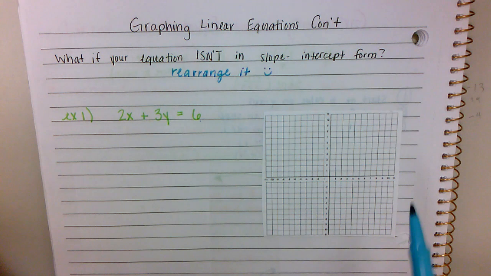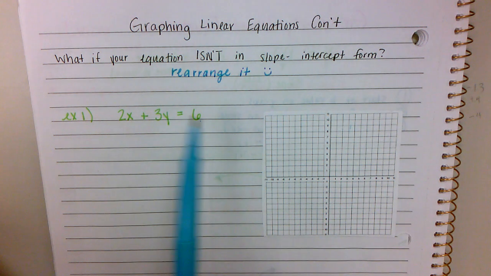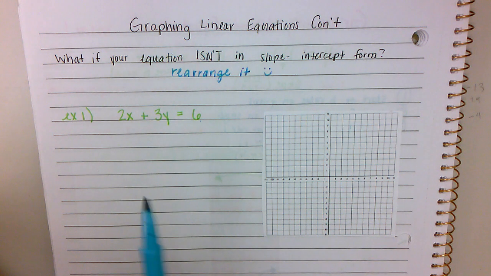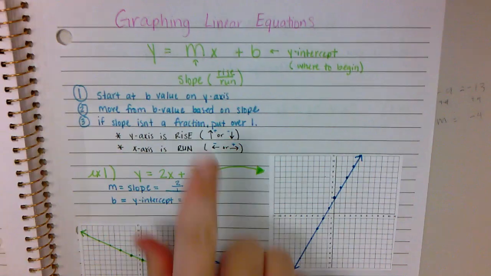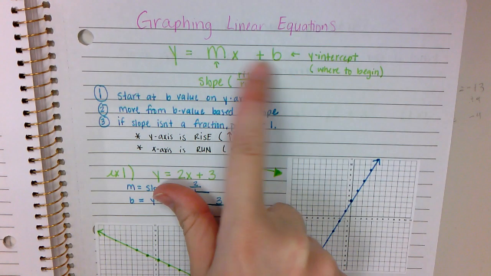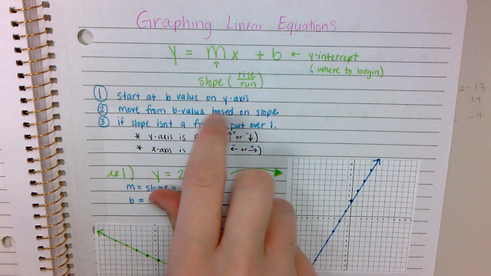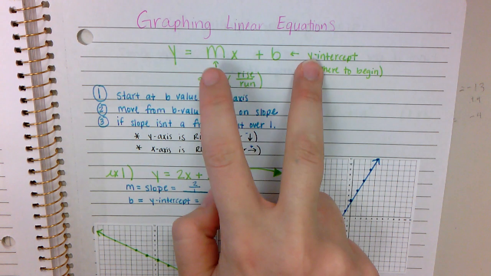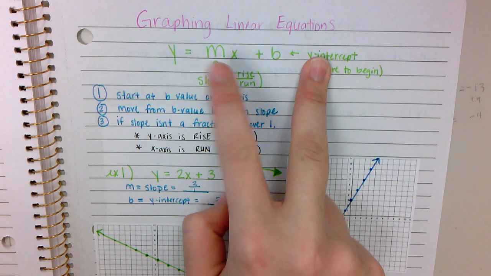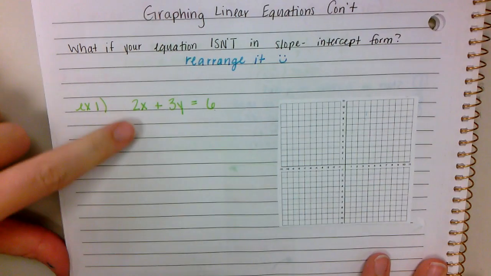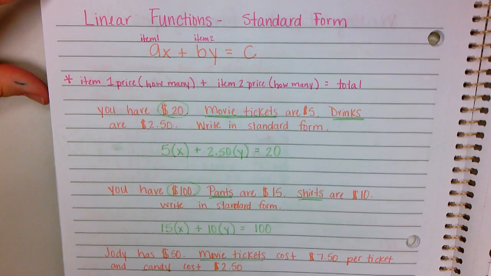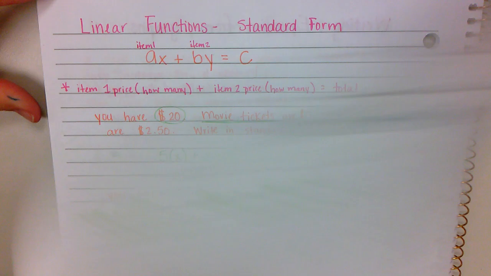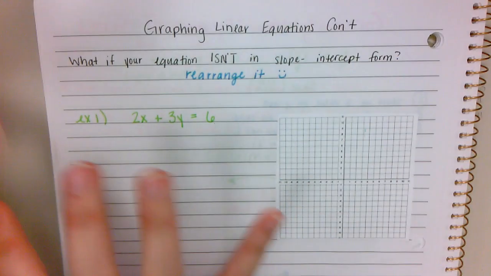So if you're asked to graph a linear equation and it's not in slope-intercept form, just rearrange it. So we know, if I flip back, this is the slope-intercept form that we like when we're graphing because we can physically see our intercept and our slope, which tells us where to start and how to move. If it's not in that form, and this is standard form, you have notes on that right here, page before. If it's in standard form, just rearrange it.